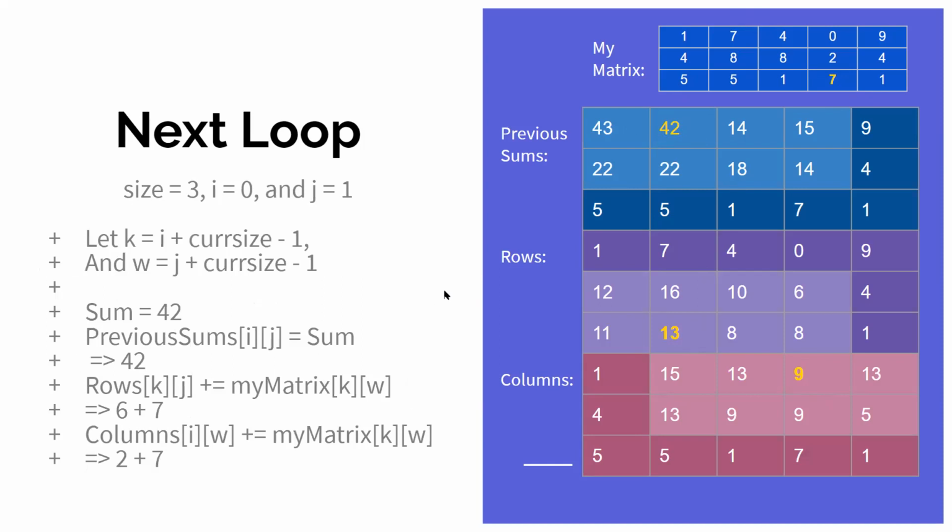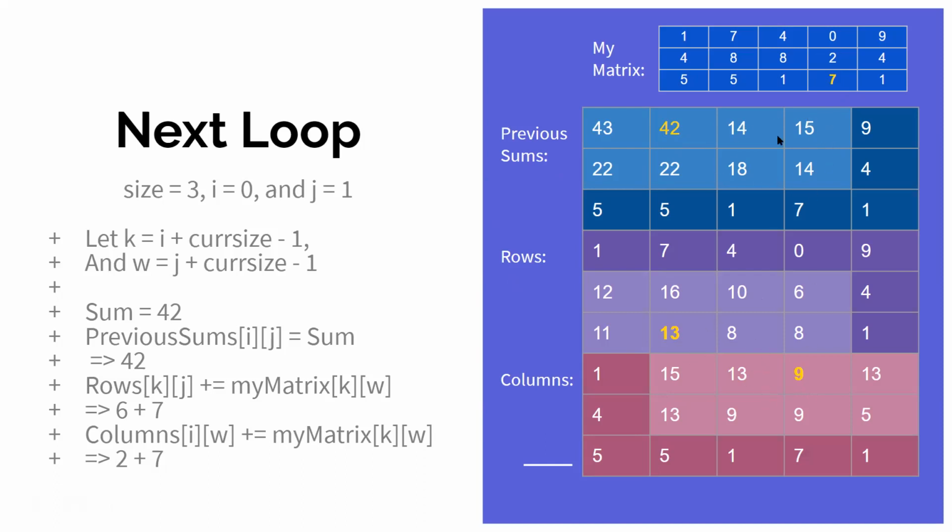In this case, the sum will be 42. So we update previous sums with that. And then we add the bottom right corner from my matrix, which is 7, to the rows and columns at their individual spots. So at this point, we've gone through 2 iterations. So it'll keep shifting to the right, updating these values.